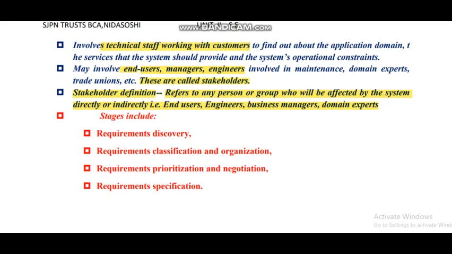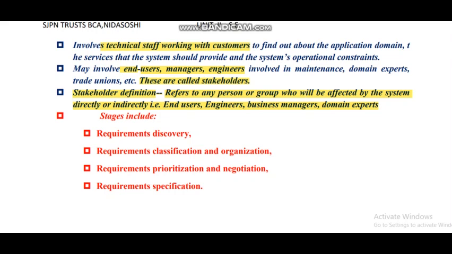Stakeholder refers to any person or group. A stakeholder may be an individual or a collection of people working under a common domain who will be affected by the system directly or indirectly. It means these are the people who may invest in your software, and it may affect them directly or indirectly when the software gets affected, right? So end users, engineers, business managers, domain experts, all these people can also be called stakeholders.